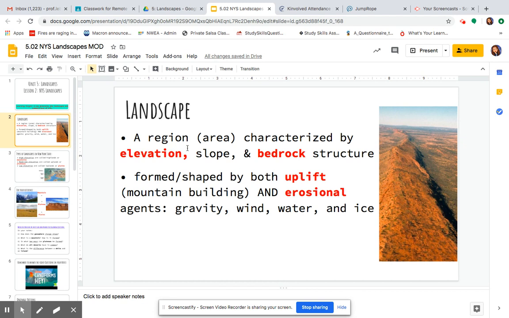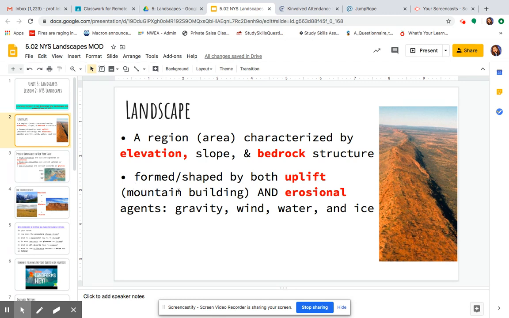Make sure you have your notes document open to the side, and you're going to be filling in the words in red. Here's our first term for today, landscape. A landscape is a region or an area that is characterized by elevation, slope, and bedrock structure. So it's determined by elevation, slope, and bedrock structure.